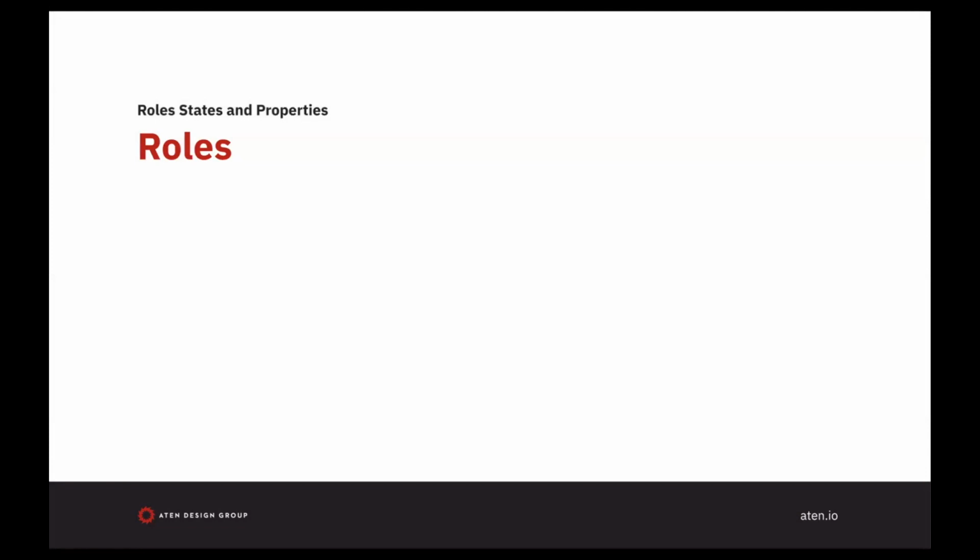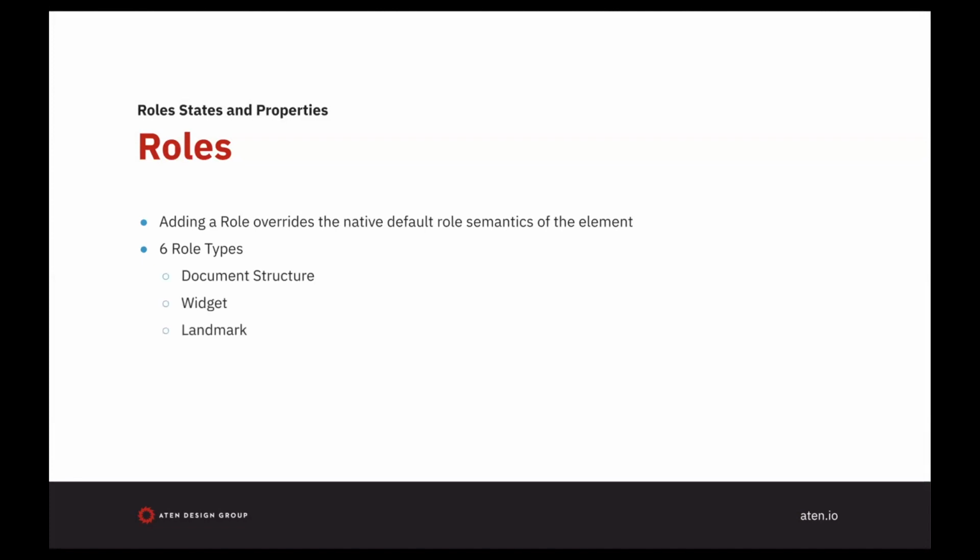So let's talk about roles real quick. As we learned before, adding a role overrides the native default role semantics of an element. There are 6 role types: document structure, widget, landmark, live region, window, and abstract. I do not think it's necessary to go into detail about which is which and what it means. I just think it's important that you know that there are 6 role types. I'm not going to quiz you on it. I don't think anyone in the world is ever going to quiz you on it. Just know that there were 6 role types. These are kind of based on what it is.